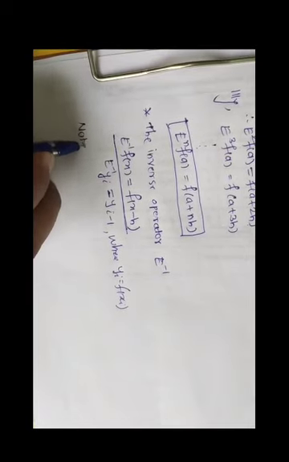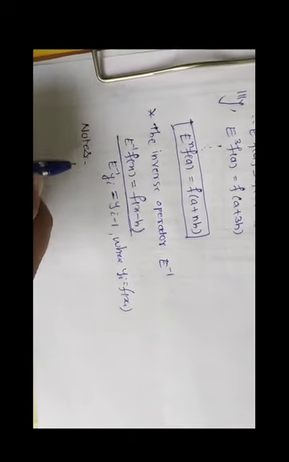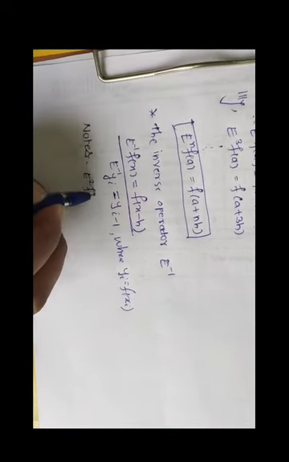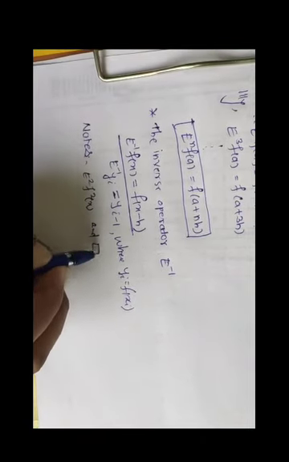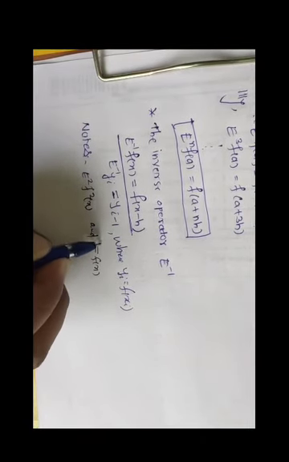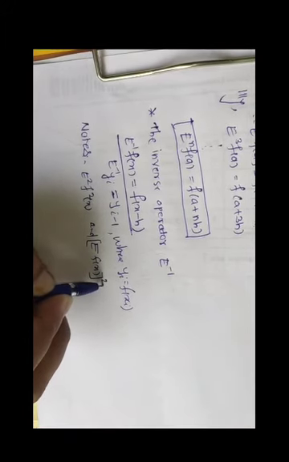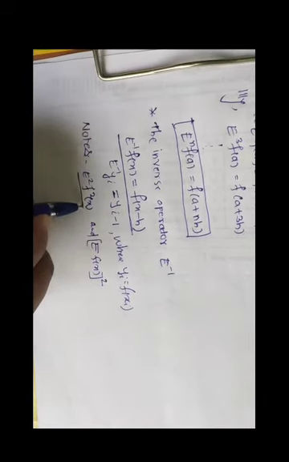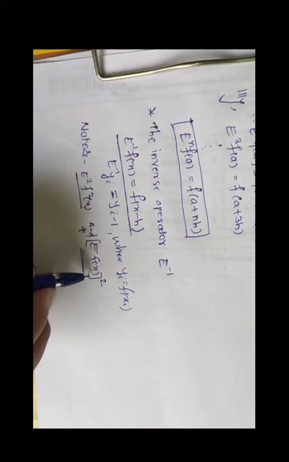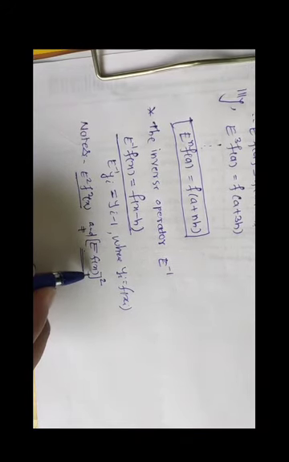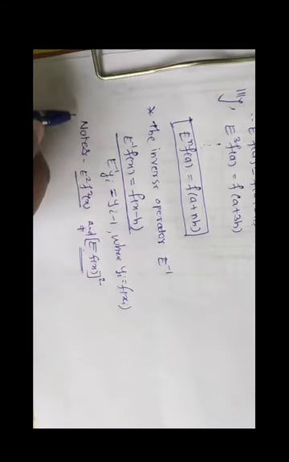Now one note is there. E square f of x and (E f of x) whole square are not identical. Remember these. These are not identical: E square f of x is not identical with (E f of x) square. This is the first point.